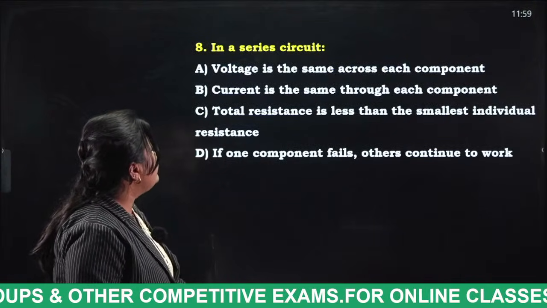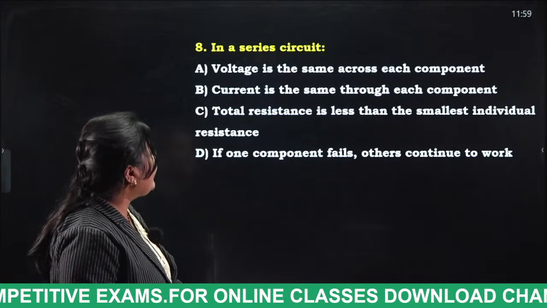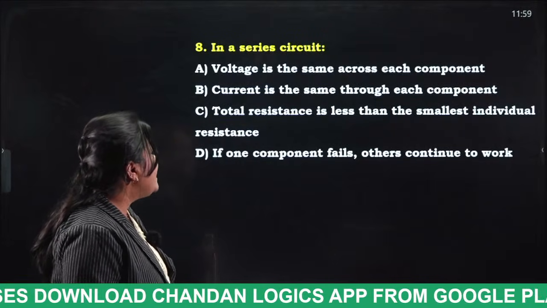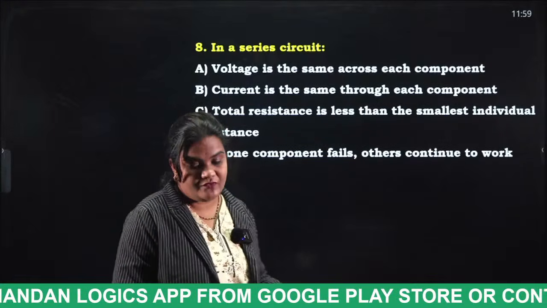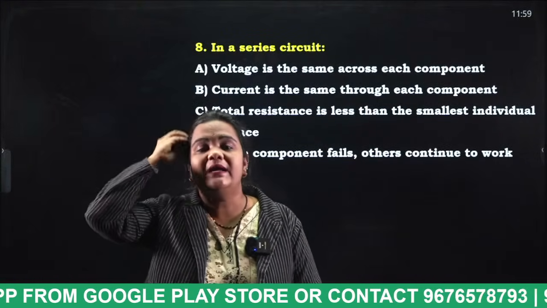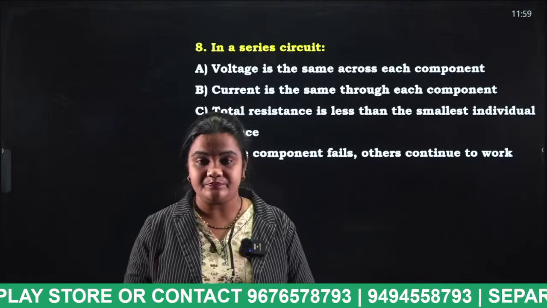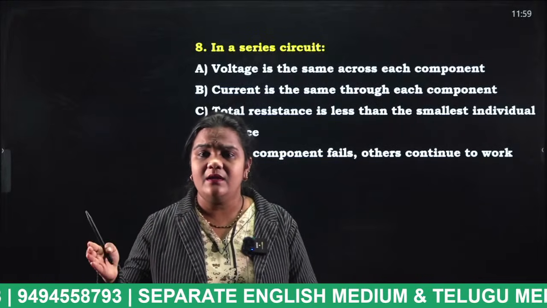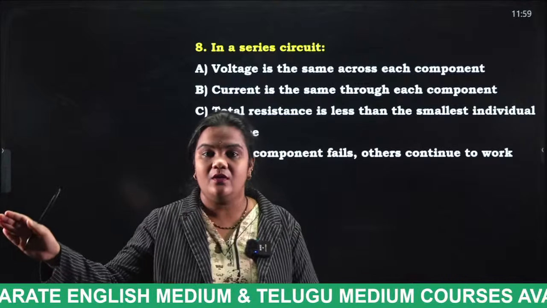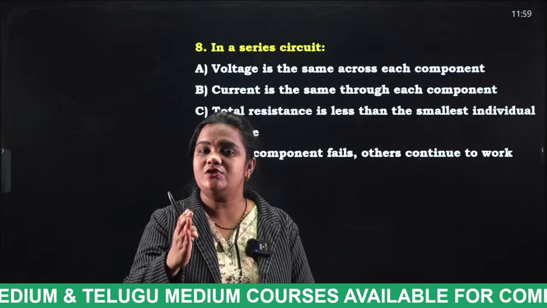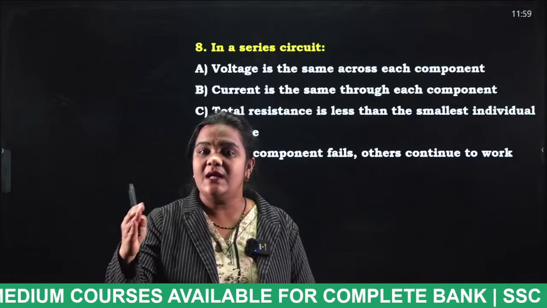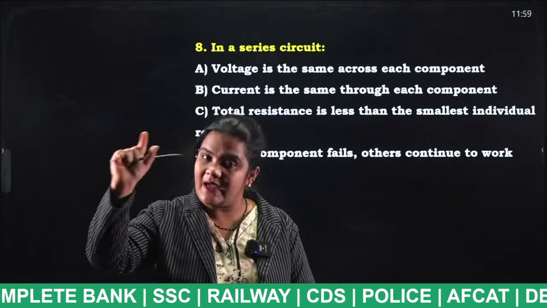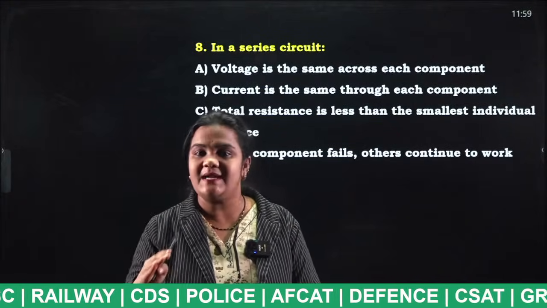In a series connection, voltage is the same across each component, current is the same through each component, total resistance is less than the smallest individual resistance. If one component fails, other continues to work. So tell me, I have told you already what is series connection, what is parallel connection. In a series connection, if the negative terminal is connected to the positive terminal and the positive to the negative, a series of cells gives us a battery.